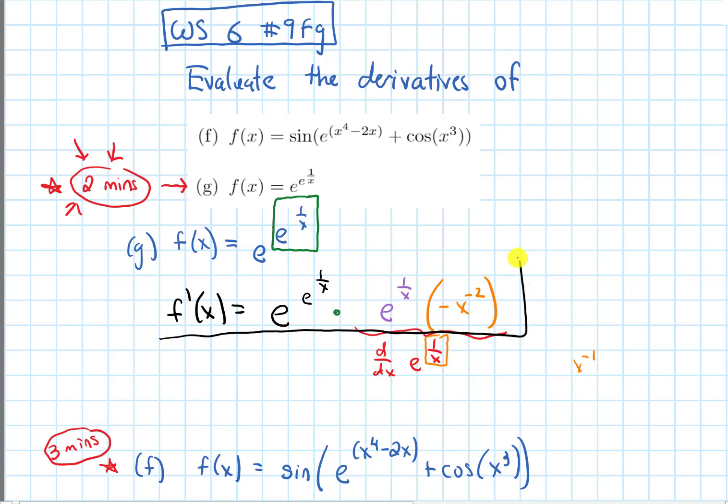That is what we get using the chain rule, in this case, twice. All right, if I did need to simplify this, I could rewrite this as negative 1 over x squared. All right, let's do another practice problem.